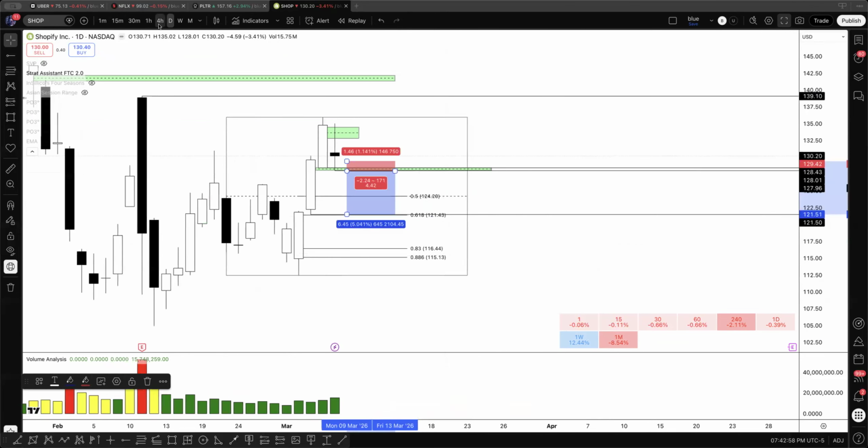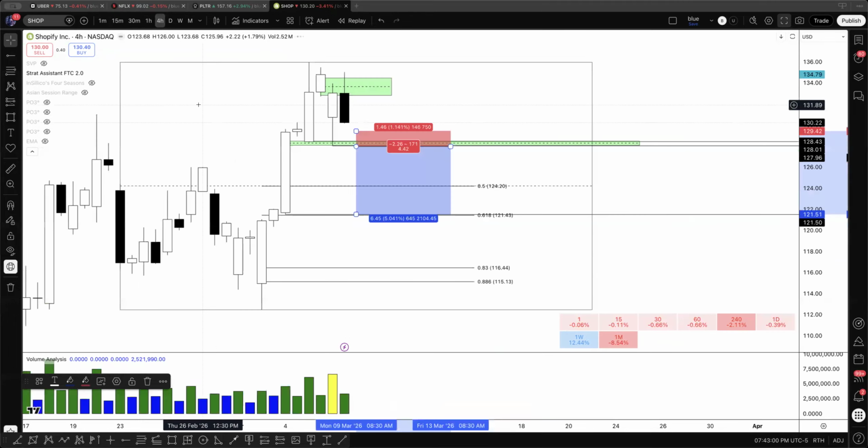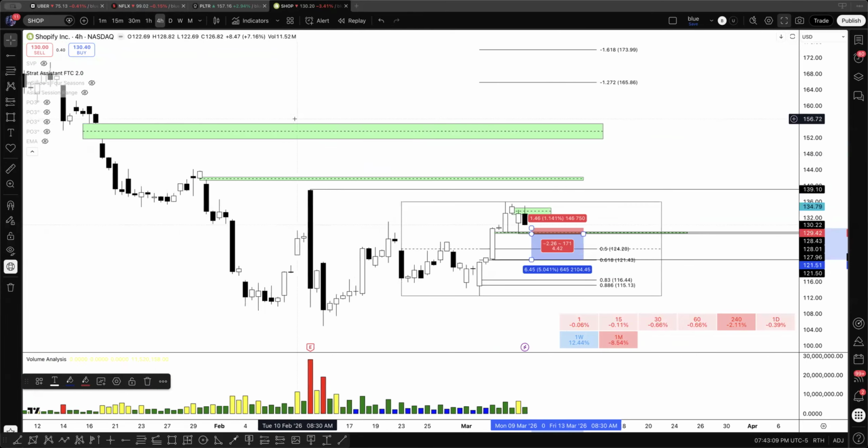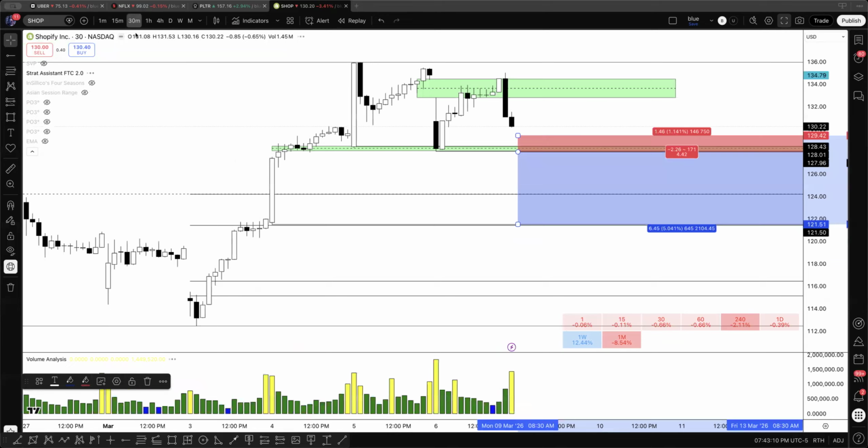And then the 4 hour and 1 hour is to see the overall trend. Is price making higher lows, higher highs? Are we making lower highs and lower lows? Right? Stuff like that. And then for entries, right? I don't trade the first 30 minutes. So don't trade the first 30 minutes. You will always get an entry.